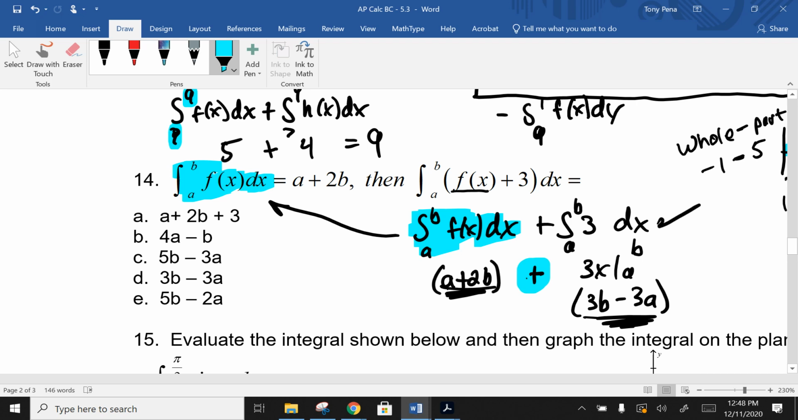We want to simply add those two things together. So that would give us what? 5b's and a negative 2a, so that we ultimately get what? E.